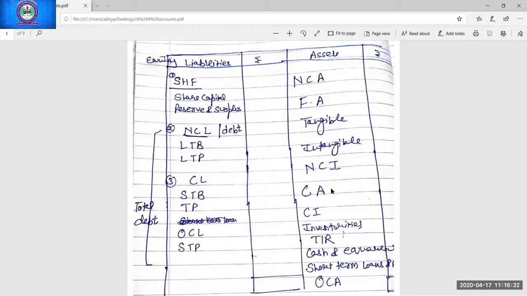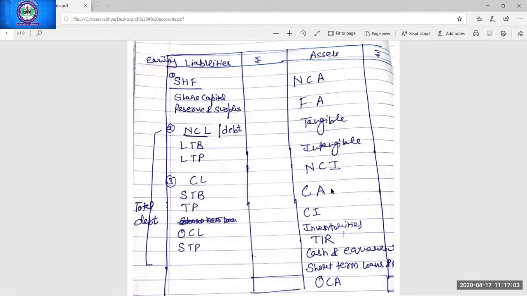So shareholder funds represent owned funds, and non-current liability plus current liability represent borrowed funds, which is also known as total debt. So if in a question total debt is given, it means it is the addition of non-current liability plus current liability. And if only debt is given, and the word total is not given with it, then it means only the non-current liability: long-term borrowing and long-term provision.